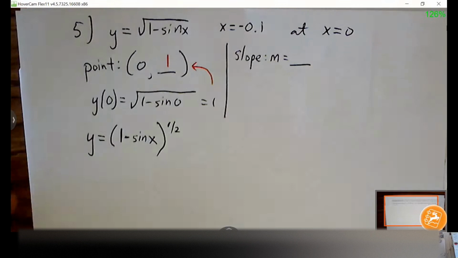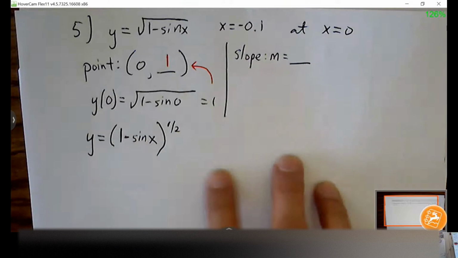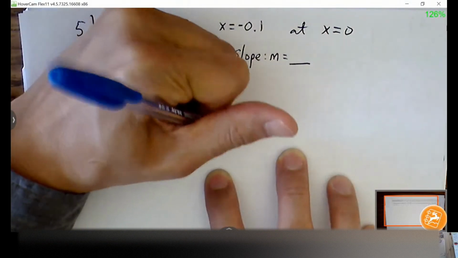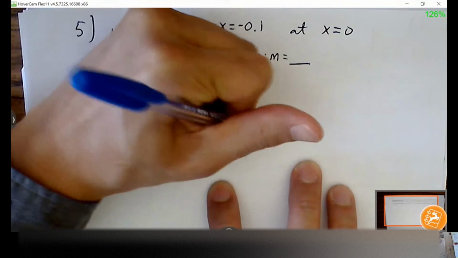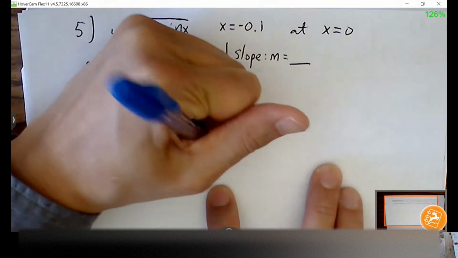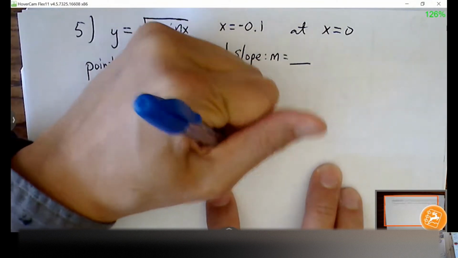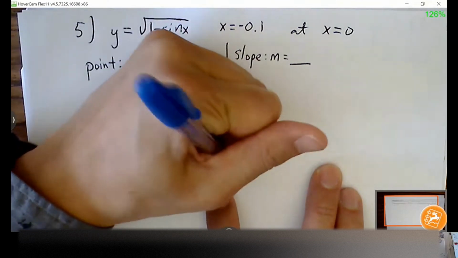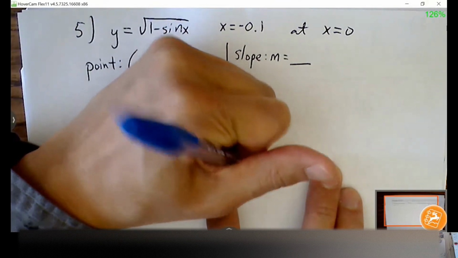So if I want to find y prime, what method is involved here? What's involved in my method to finding the derivative? Maybe chain rule? Yep, good, chain rule. So chain rule, we know there's an outside we got to worry about. We got to worry about the inside portion, and we're going to take turns with each derivative.